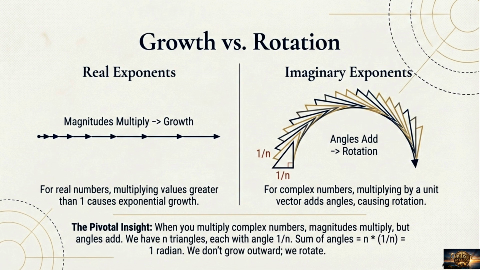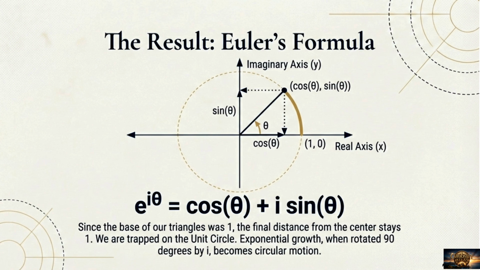This shows the difference between growth and rotation. Real exponents cause growth, as magnitudes multiply. Imaginary exponents cause rotation, because angles add. We don't grow outward, we rotate. The pivotal insight leads directly to Euler's formula.